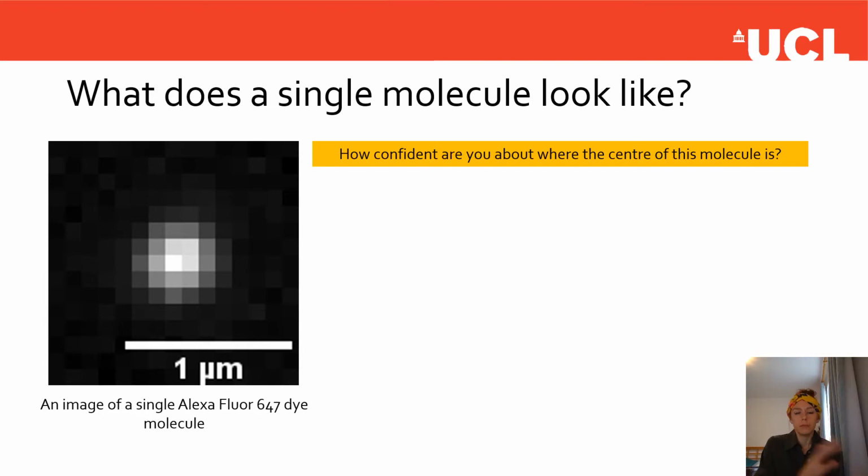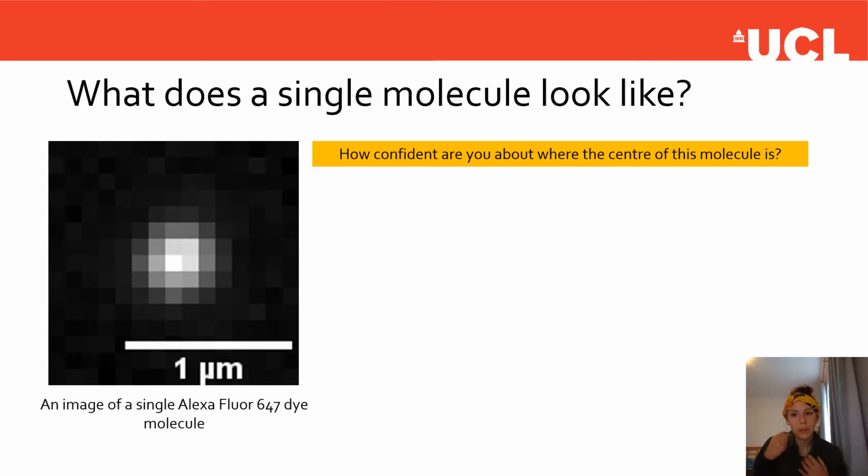So, to begin with, let's think, what does an image of a single fluorescence molecule look like? Here is a real image of a real molecule. This is an image of one molecule of Fluor 647. Cool. Boring, but cool. So I want you to look at that image and think, do I know where the centre of that molecule is? And how confident am I about where the centre is? I'm pretty sure the centre of the molecule is somewhere around here. It's not going to be over here, not even going to be here really, maybe here, but most likely here.